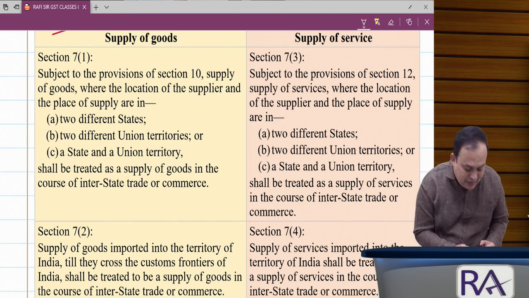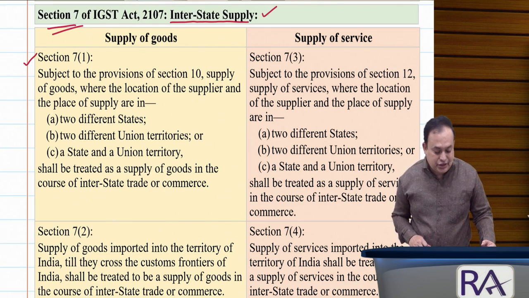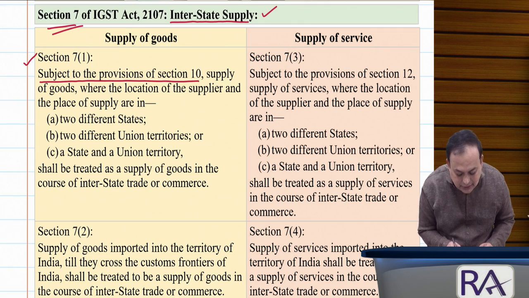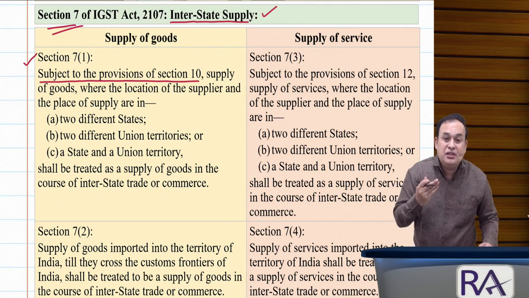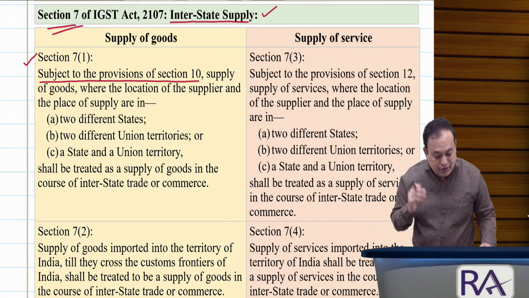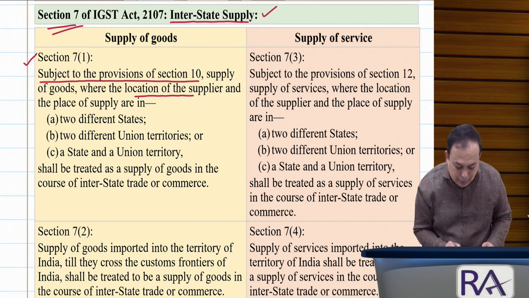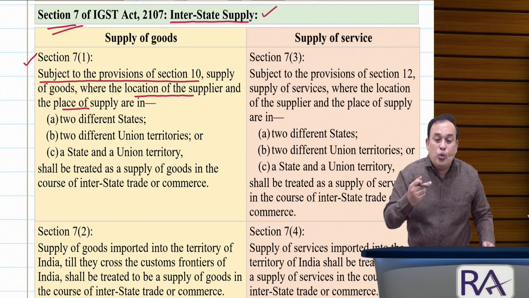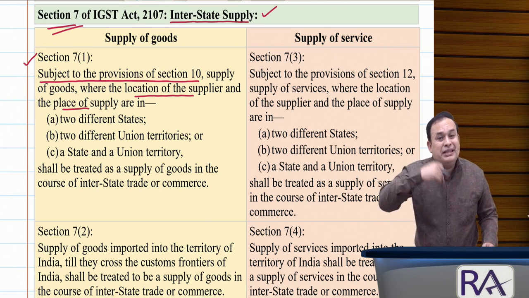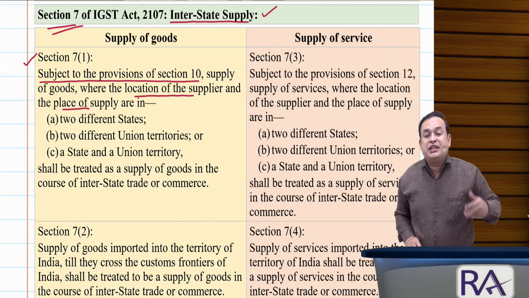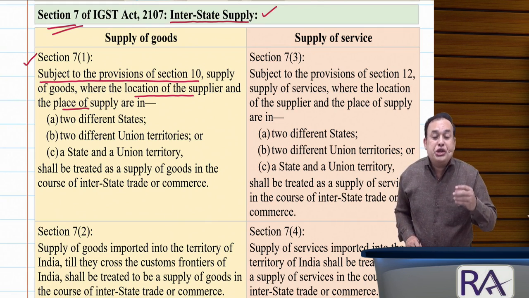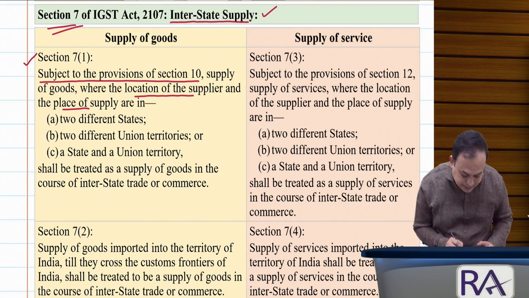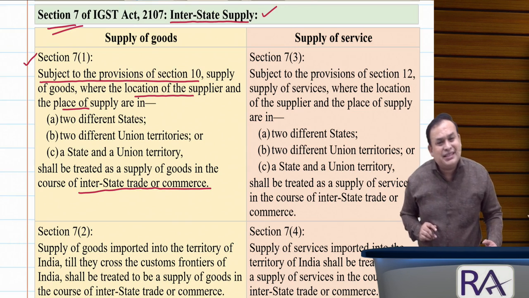Where we have section 7 subsection 1 of IGST, which talks about, subject to provisions of section 10 of IGST, where supply of goods takes place other than import or export, supply of goods where location of the supplier and the place of supply are in different states or in different union territories, or one will be in the state and the other one will be in the union territory. For example, location of supplier in the state of Tamil Nadu, place of supply may be union territory of Pondicherry. In that case, we call it interstate supply. Shall be treated as interstate supply. Is it clear, my dear sir?